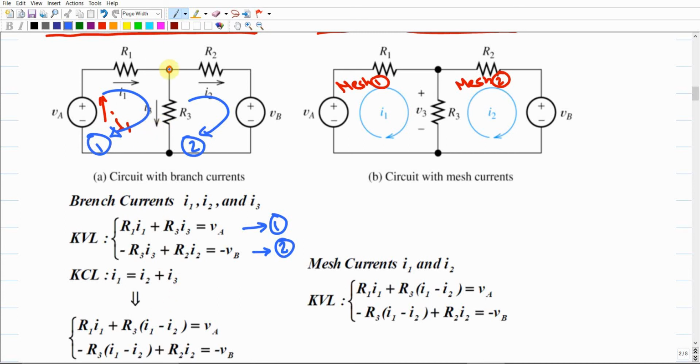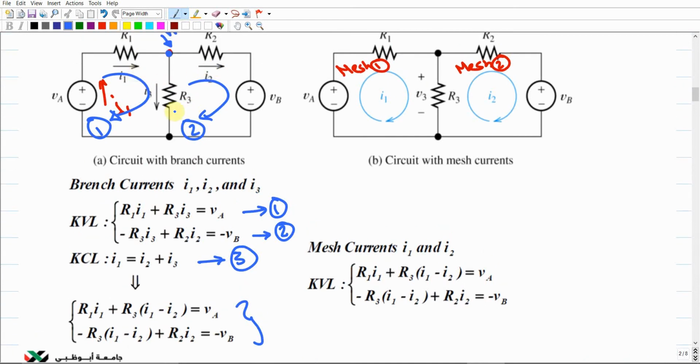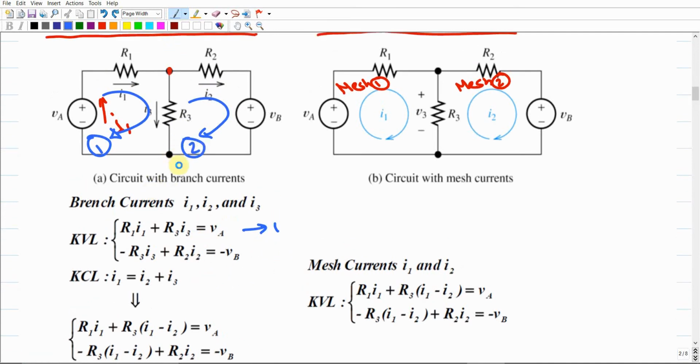Then if we apply the Kirchhoff current law at node 1, at this node, we end up with this third equation. Then we can solve these three equations or combine them together to end up with these two equations. Make sense? You're going to find that these two equations include I1, I2, which are currents over the different electrical elements, like I1, I2 and I3 in this case. This is what we used to do, and here we defined loops.